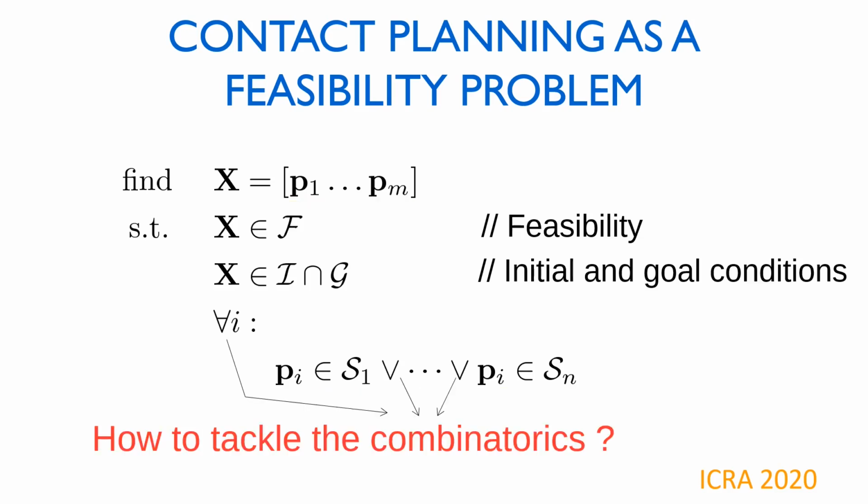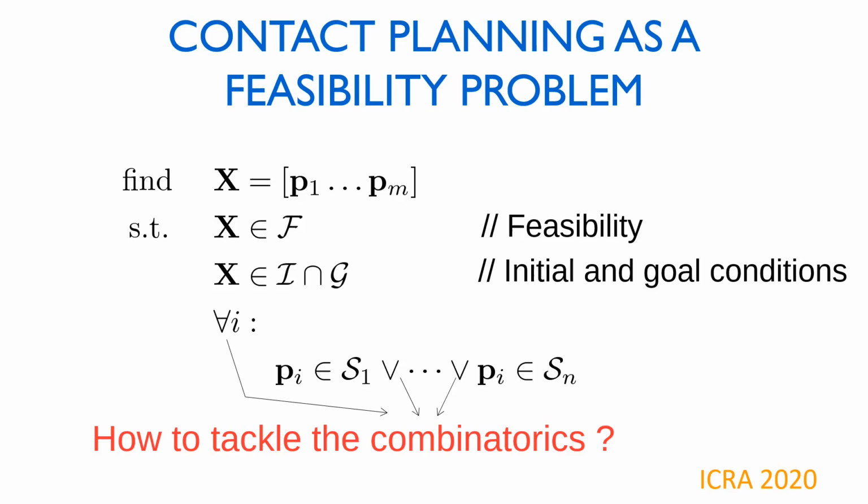This is our starting point. Let's see how we can try to handle the combinatorial efficiently. Handling the OR constraints usually involves solving a mixed integer linear program, which can lead to a combinatorial explosion. Our objective is to get rid of the OR constraint and relax this problem into a convex linear program.